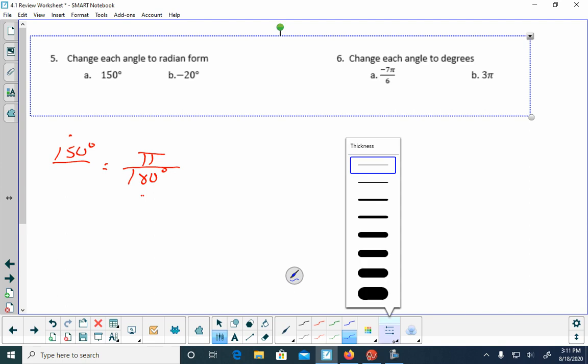So when I do this, the degree symbol simplifies, and so I'm going to be left with 150 pi over 180, and when I put that in lowest terms, I end up with 5 pi over 6.